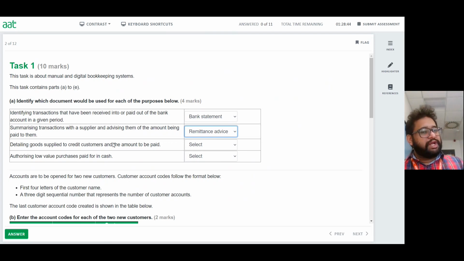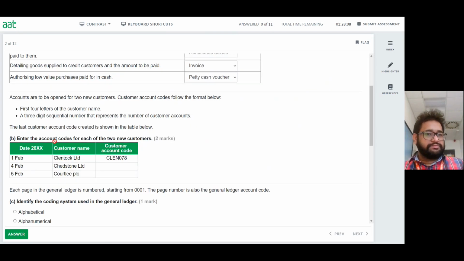Detailing goods supplied to credit customers and the amount to be paid, that is definitely an invoice. So this invoice is going to show all the relevant details about the goods you supply to your customers, your terms, how many you're going to pay them, what sort of discount they have obtained, what is the charge of VAT, and what is the total amount they owe. Possibly sometimes you'll have information about prompt payment discount. Authorizing low value purchases paid in cash is definitely a petty cash voucher, because a petty cash voucher is accompanied with your petty cash book, and once paid out, the voucher will replace the money in your petty cash tin.